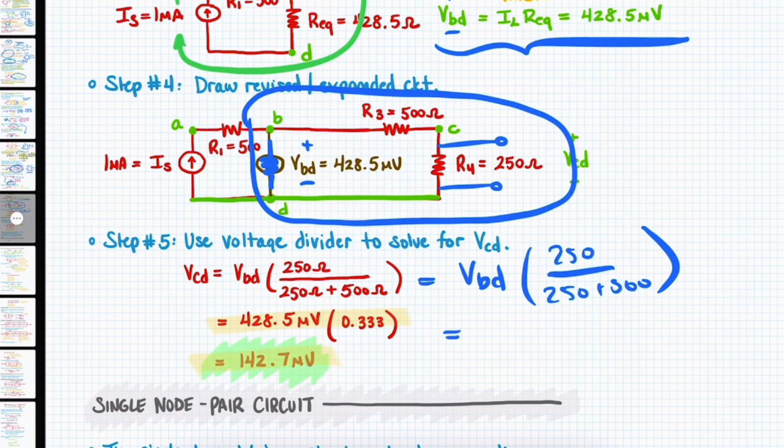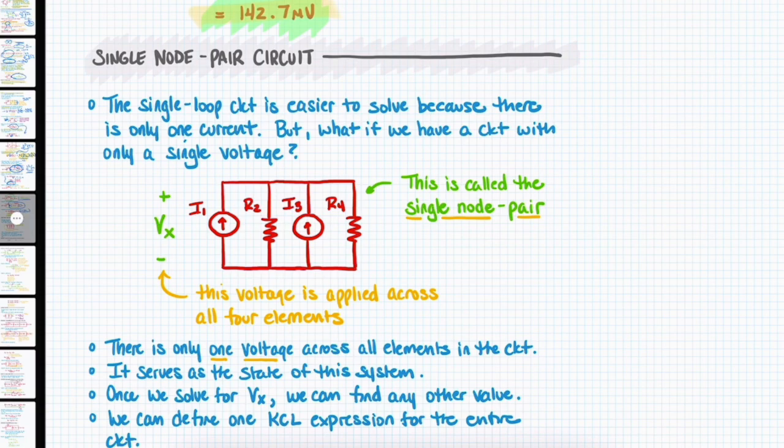Now, earlier on I talked about single loops and single node pairs, and I said those were the simplest circuits to solve. So there is one other type of what I would consider fundamental circuit topology that's easy to solve, single node pair. So a single loop is easier to solve because there's only one current flowing through it, right? It gives us a bottleneck, a point at which, if we can determine that state, everything else can be determined from that state. With the single node pair, we have a similar situation, except it's the voltage, not the current, that acts as the system state.